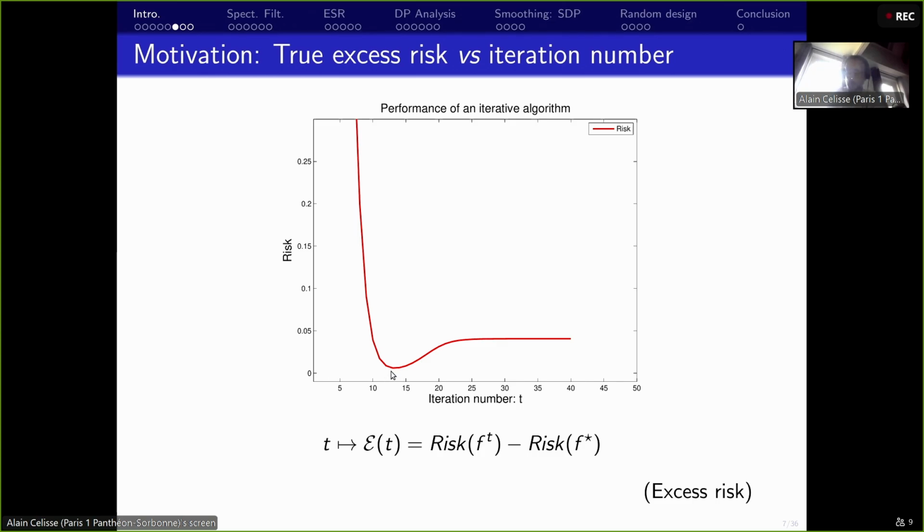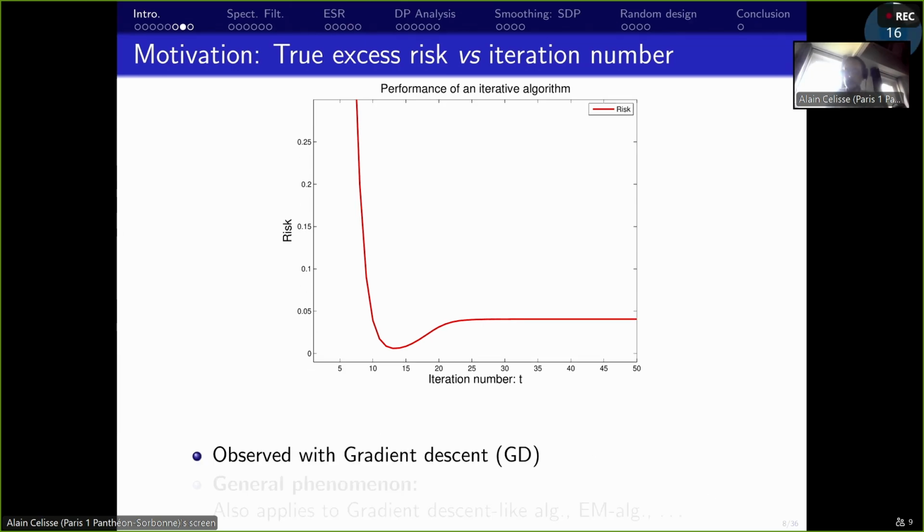So actually, it suggests that in practice, I should not iterate too much. I should interrupt the process of computing iterations as soon as I can, because if I make too many iterations, then I worsen the performance, which is exactly what I want to avoid in practice. And this is all the more the case as if you iterate too many times, you worsen the performance, and you also waste computational resources, which is exactly what you want to avoid as well.